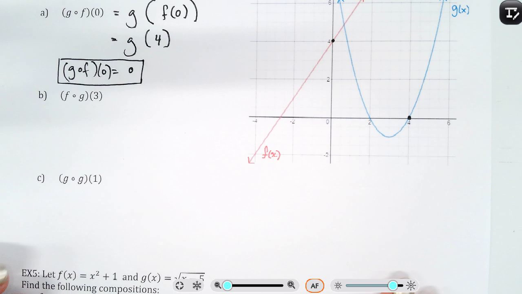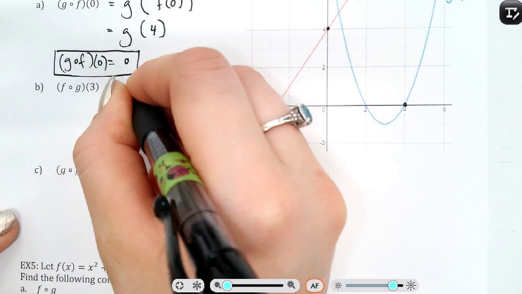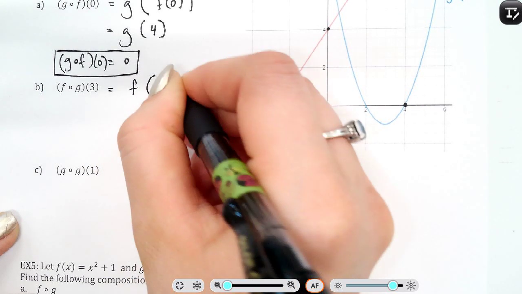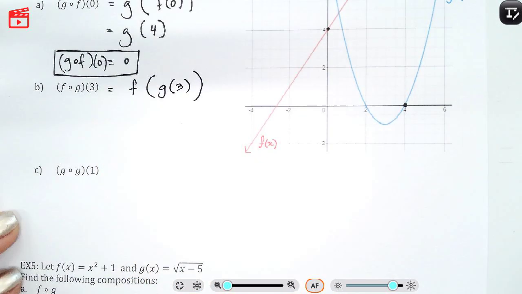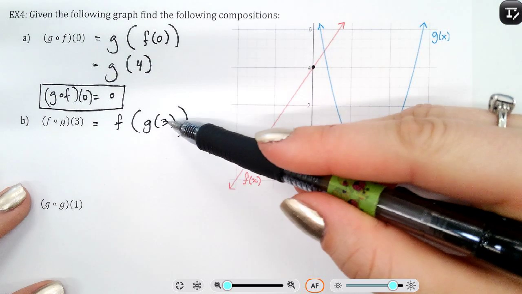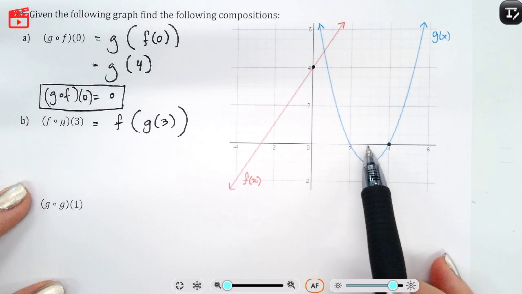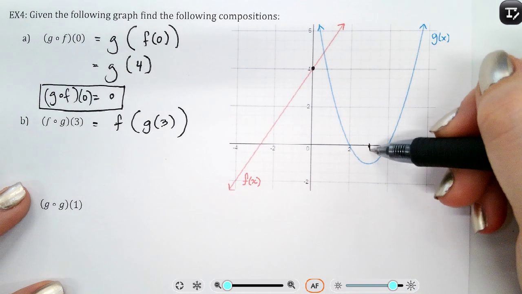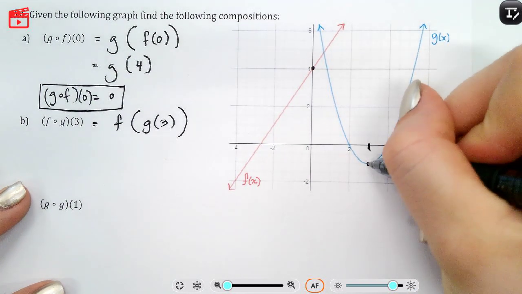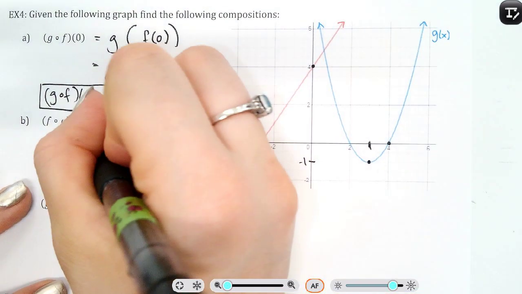Okay, go ahead and try to see if you can find f of g of 3. Okay, so we're going to look for g at the x value of 3. So x of 3 is here. G here is that point, which is corresponding to -1. So that's going to be f of -1.